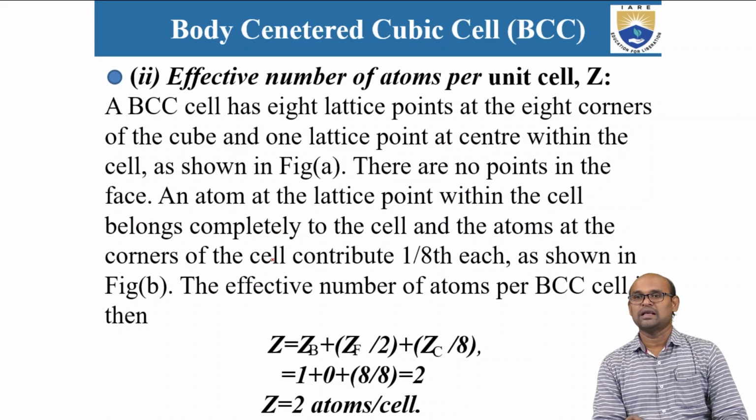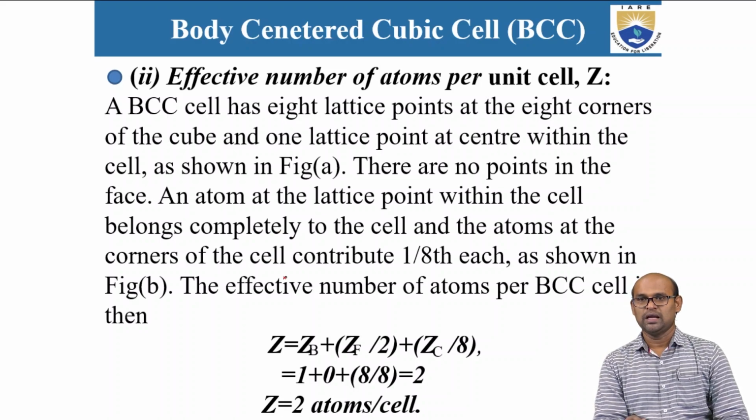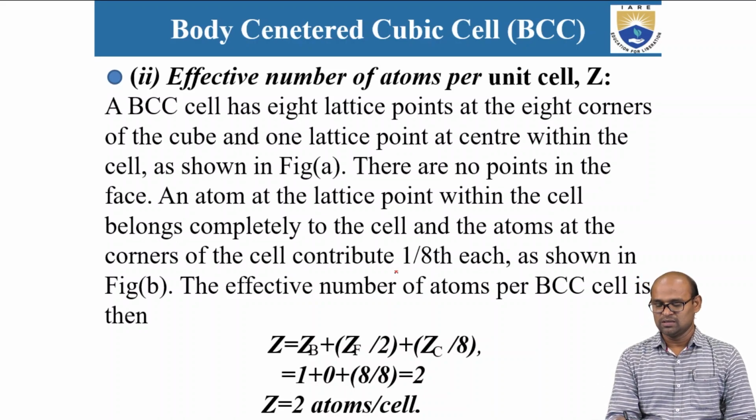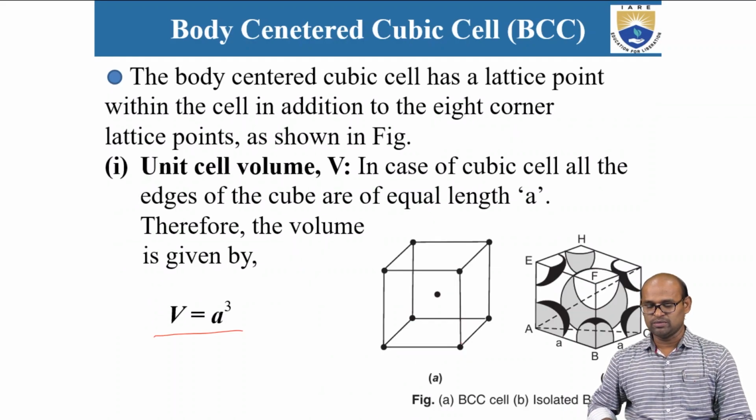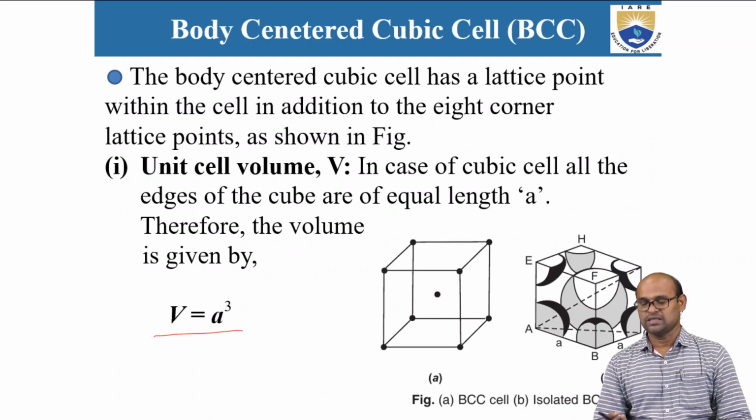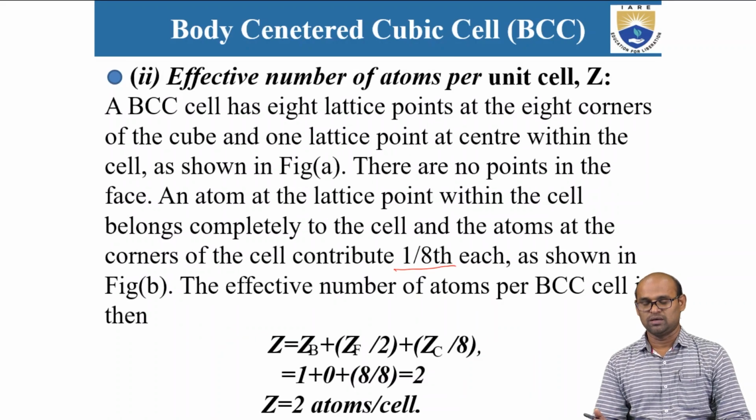An atom at the lattice point within the cell belongs completely to the cell, and the atoms at the corners of the cell contribute 1/8 to the unit cell, because each unit cell is shared by, each corner has 8 neighboring unit cells.